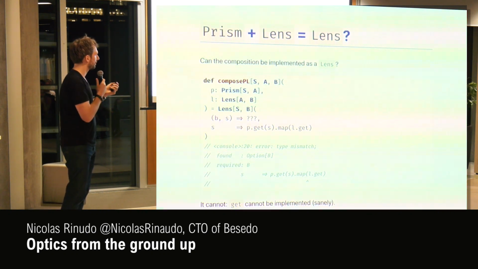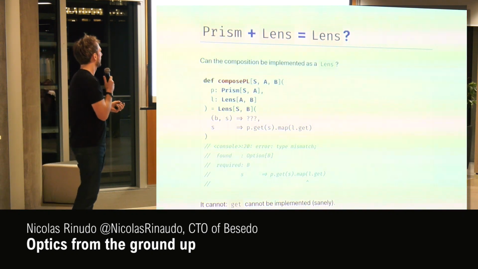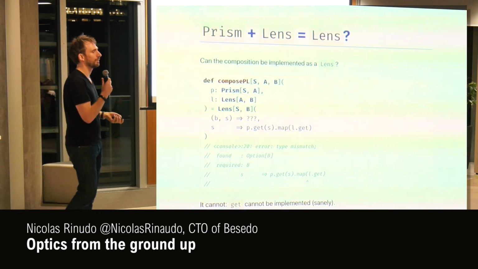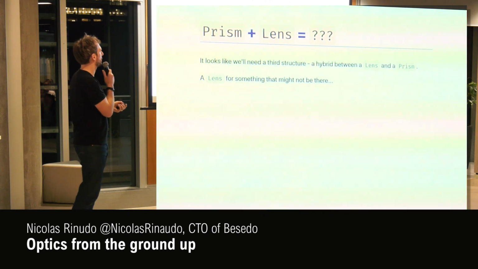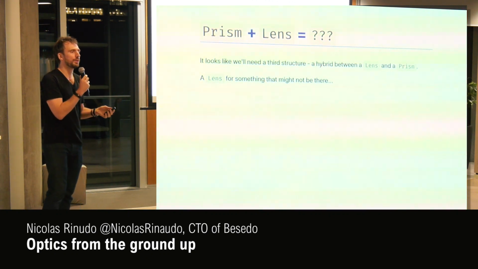So it's neither a prism nor a lens. It's got to be another type. Oh, there was a bit of a hint in the name of the section. It was called prism optional, so I'm guessing nobody's going to be very surprised when I say that if you need a hybrid between a lens and a prism, we're going to call that an optional.